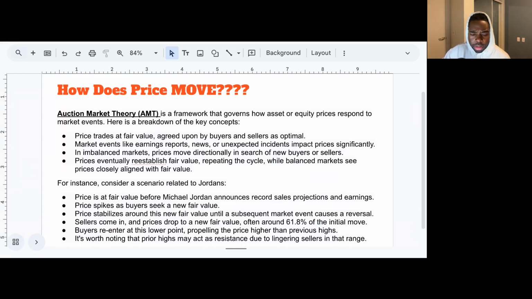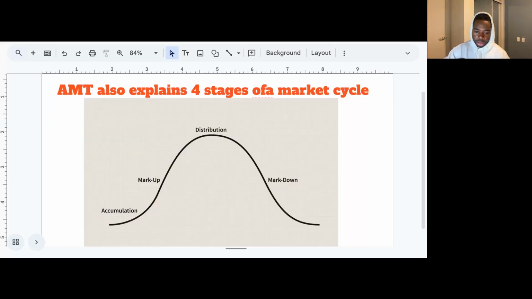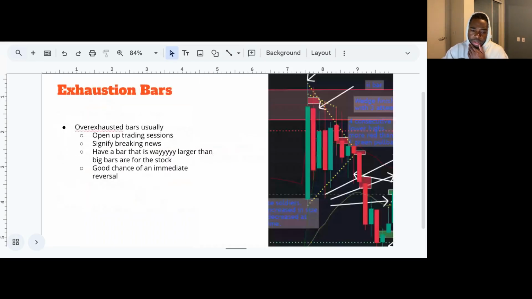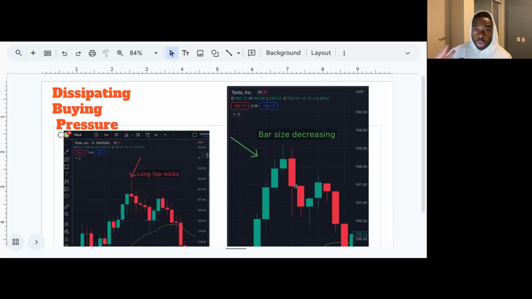And then in another video, we'll talk about auction market theory and how price moves and why it moves. So we'll talk about the 4 phases of a market cycle: accumulation, markup, distribution, and markdown. Talk about that later. And we talked about setups in a couple other videos, but these chart patterns allow you to have setups. So let's talk about some of those concepts and what these patterns look like.